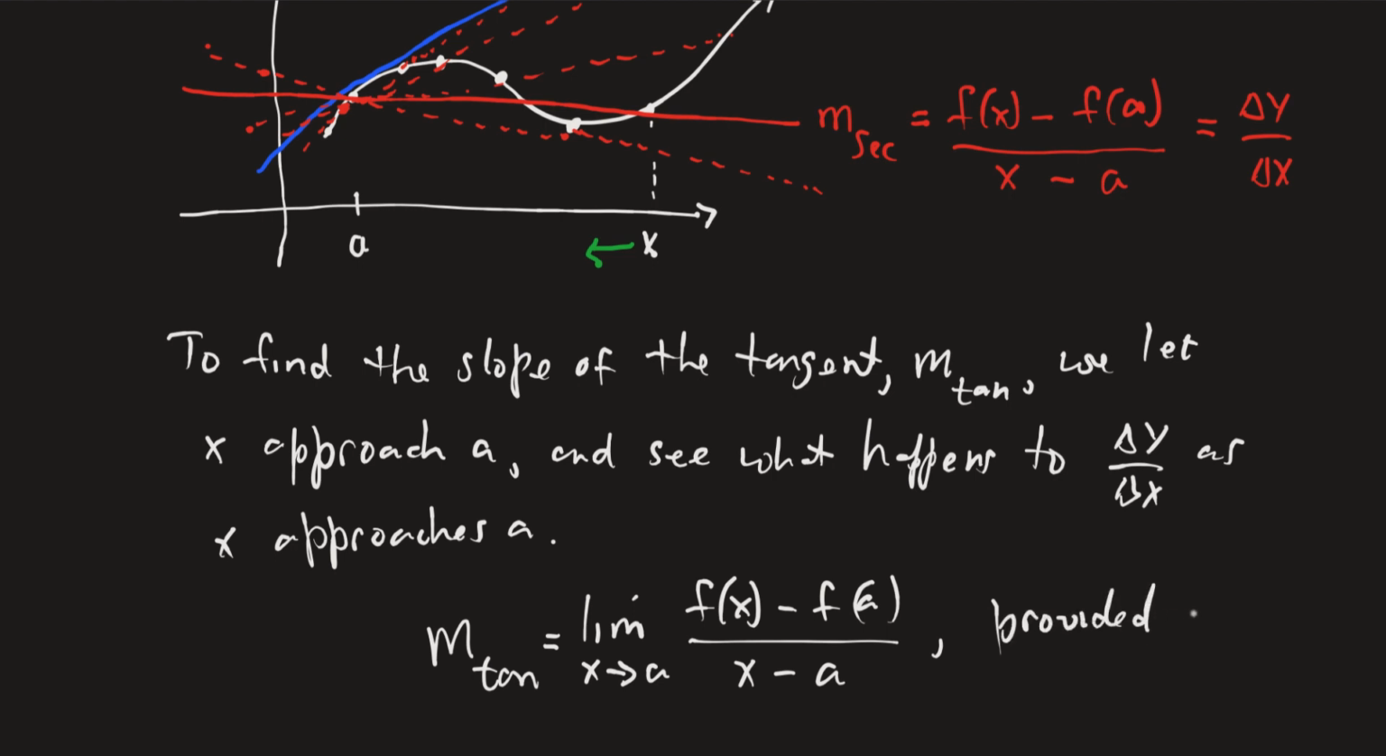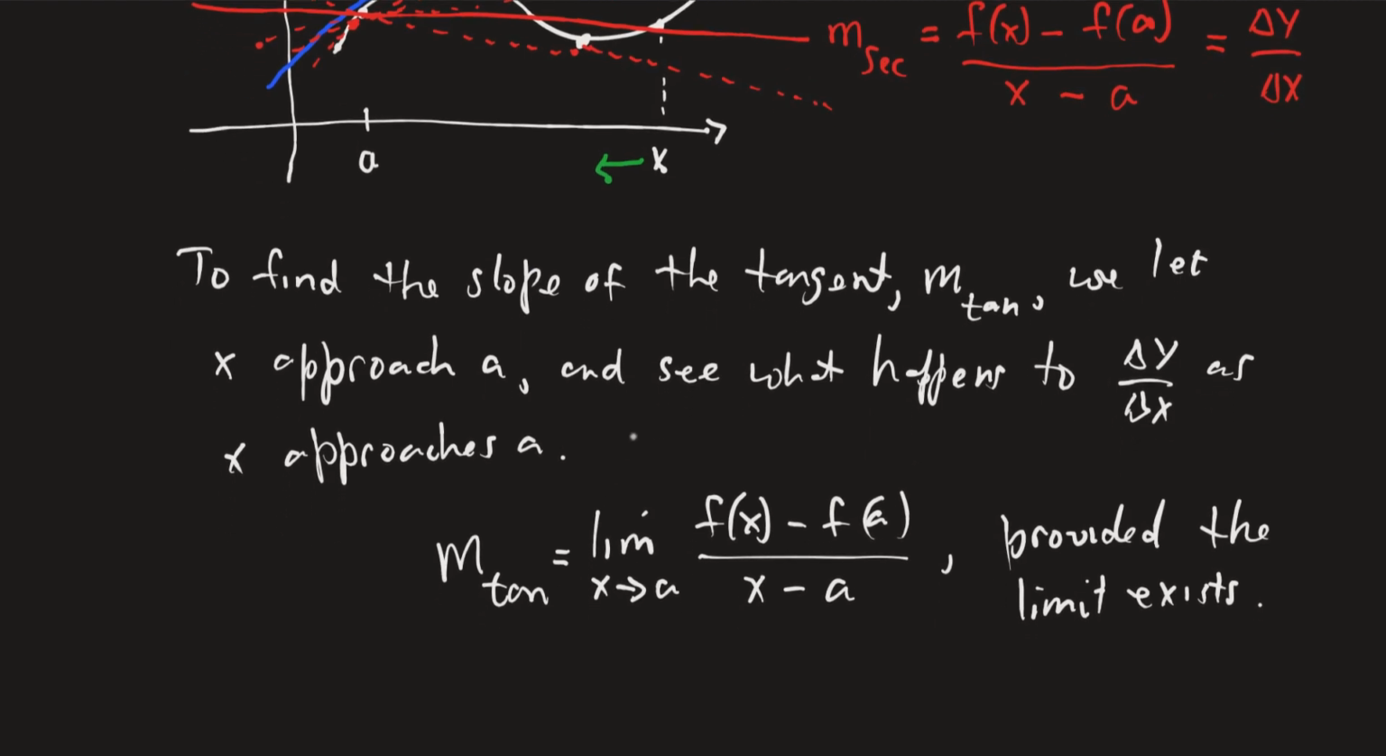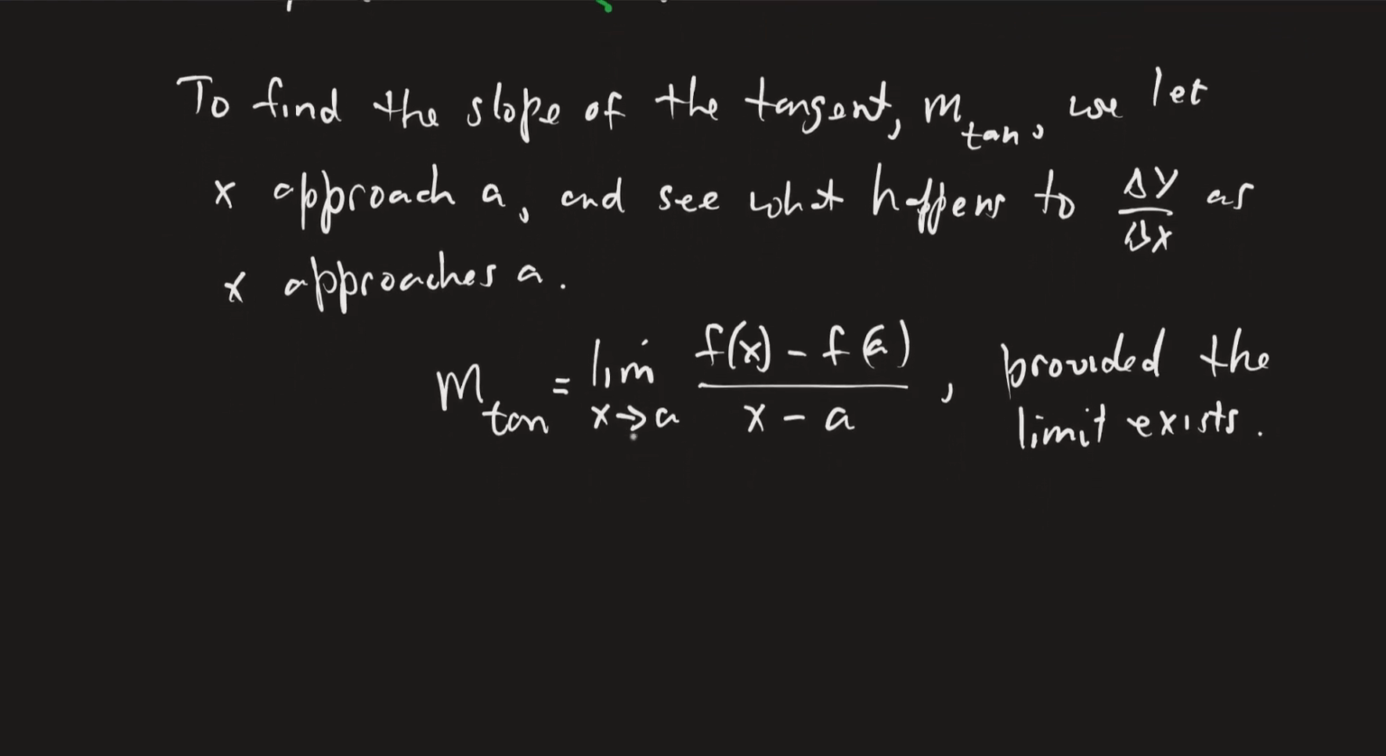So provided the limit exists. All right. So, and that's again a big conceptual leap. As I said, just finding the slope of a secant line, that's an algebra question. Now, finding the slope of a tangent line, because it involves a limit, that's considered our calculus problem, right? So let's look at an example of this.